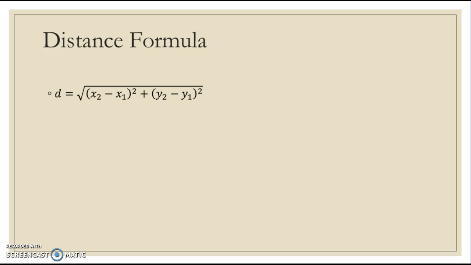The distance formula is how we figure out how long a line is, or a side of a triangle, whenever you're given 2 points. Usually your points end up looking like x1, y1, and then you've got x2, y2. Whatever those points may be, you just plug them into your formula where the distance equals the square root of (x2 minus x1) squared plus (y2 minus y1) squared.